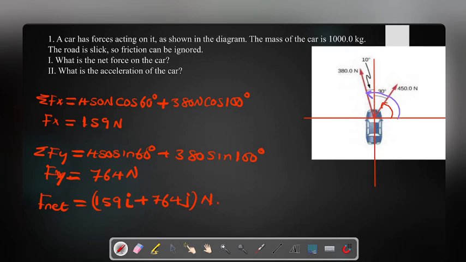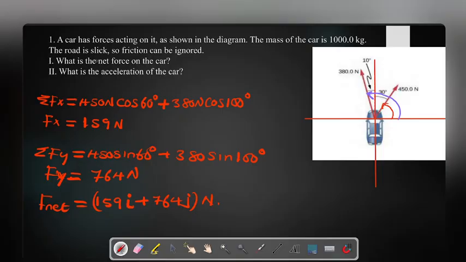Now, given that we found the net force, moving to the second question, which asks what is the acceleration of the car. We can see that our net force in the form of the resultant is 159i plus 664j.